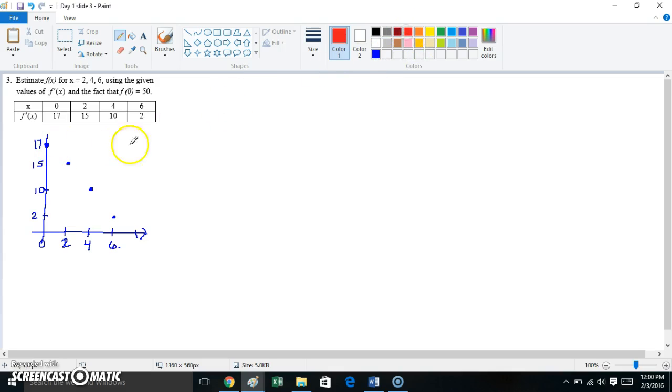Okay, and if we think about each of these intervals as creating a trapezoid, we are going to use the idea that we're going to find a trapezoidal sum. Okay, so we know that f of 0 is 50. That's given. That's our initial value.